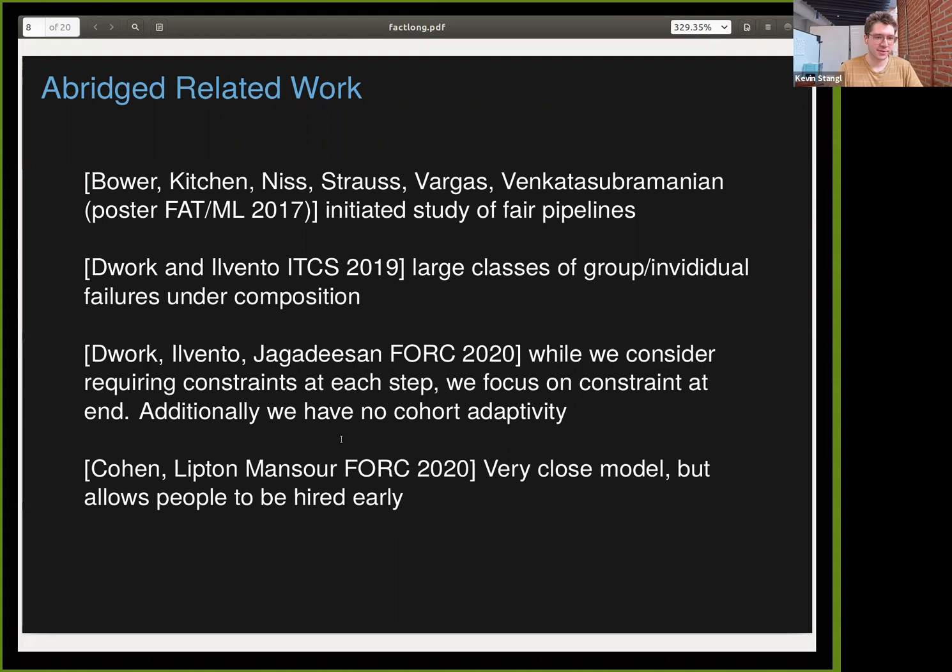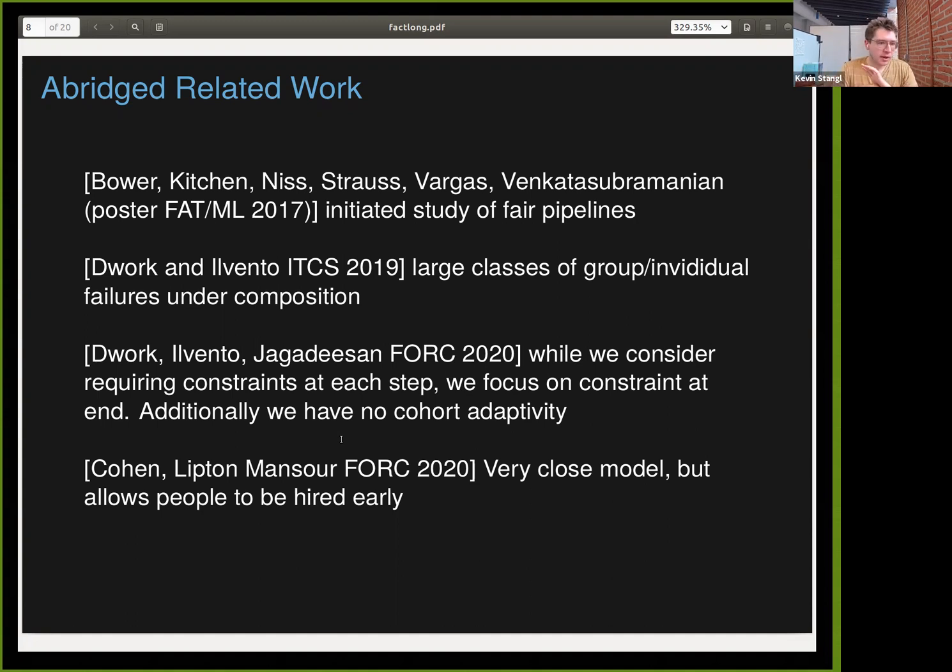In our context, it's one unique decision maker who's making a decision with a composition of classifiers, because that's how they think they should make a good decision. There are not different actors controlling different stages of the pipeline.